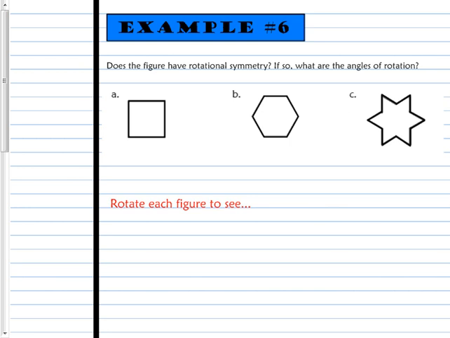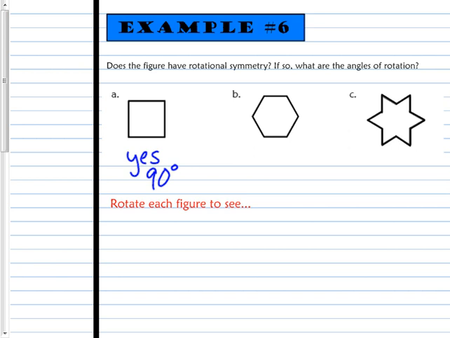Does the figure have rotational symmetry? If so, what are the angles of rotation? So does the square have rotational symmetry? Well, let's see if I can turn it. I've only turned it 90 degrees. It was right here, I turned it one turn of 90 degrees, and it landed on itself. So does it have rotational symmetry? Yes, it does. And what's the smallest amount that I have to turn it in order to find the angle of rotation? Well, in order to make it map onto itself, I have to turn it a full 90 degrees. I can't turn it any less than that for it to map onto itself. So 90 degrees is the correct answer.